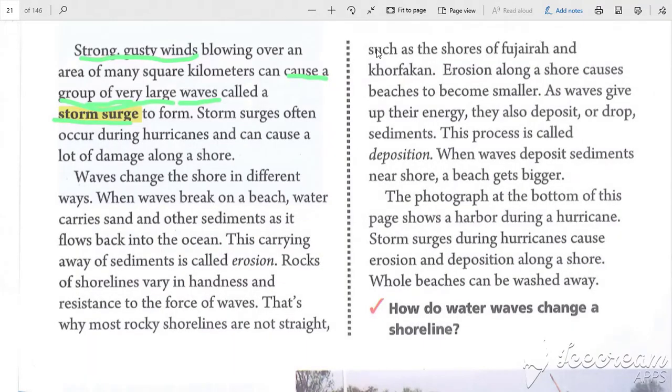What is a storm surge? A group of very large waves caused by strong or gusty winds. Okay, don't forget that. Please, you have to memorize storm surge. So when do storm surges occur? Storm surges often occur during hurricanes and can cause a lot of damage along a shore.